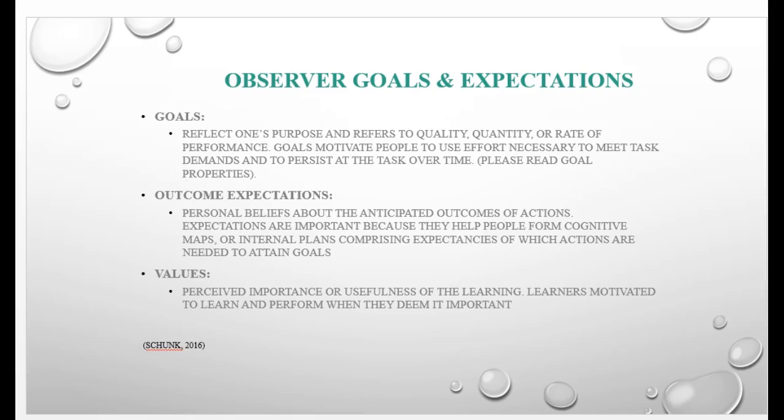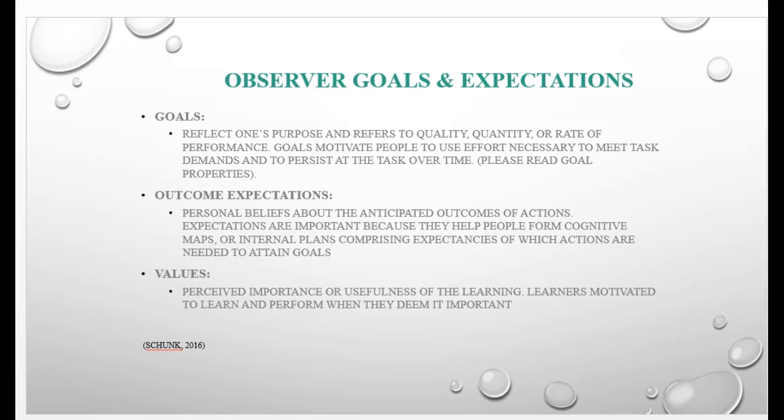And then finally, outcome expectations is really about what the observer personally believes are the anticipated outcomes of their actions. And these expectations are important because they help them form maps for whether or not they're going to achieve it, and how they think they will be able to, and when they will be able to achieve it. So again, that's tied into self-efficacy, because if they believe that they can achieve the outcomes that they're expecting, they're more likely to be motivated to do that.